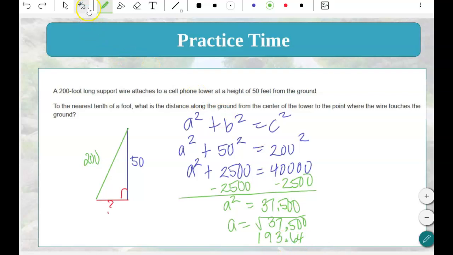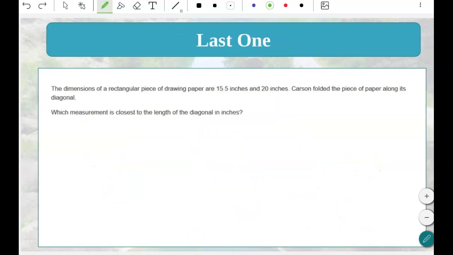All right, so we look at rounding. The 6 is in the tenths place, the 4 tells you that the 6 just stays. So the answer would be 193.6. All right, last one. The dimensions of a rectangular piece of drawing paper are 15.5 inches and 20 inches. Carson folded the piece of paper along a diagonal. What measurement is closest to the length of the diagonal in inches?